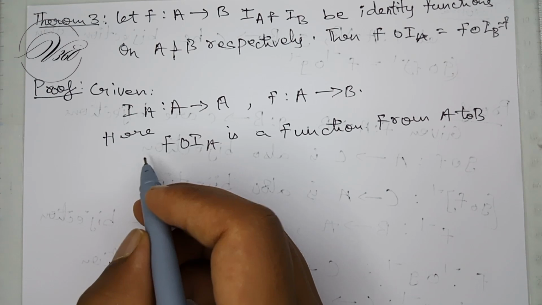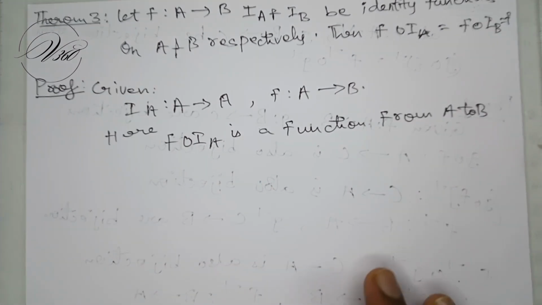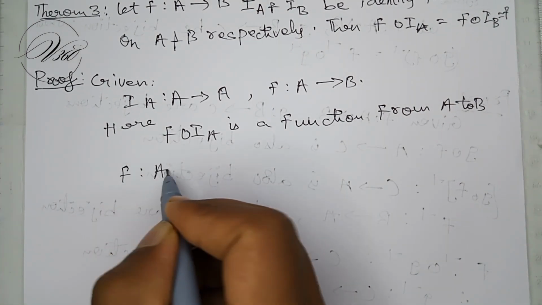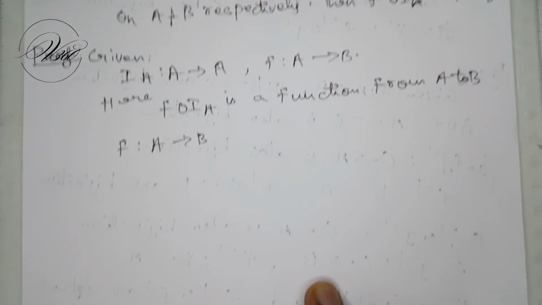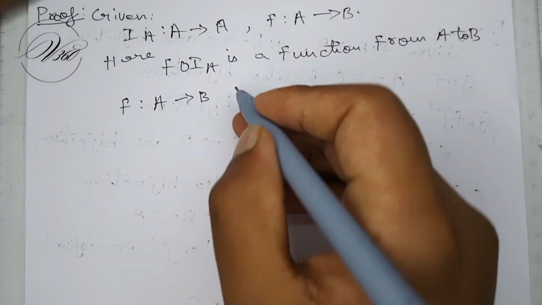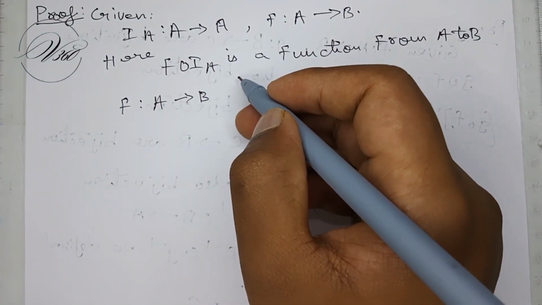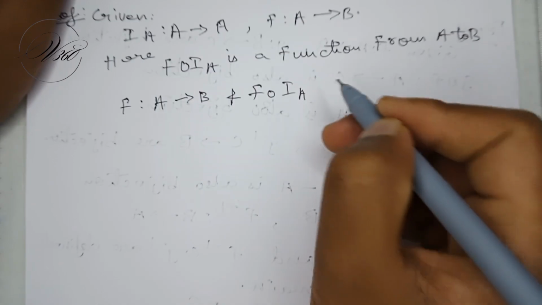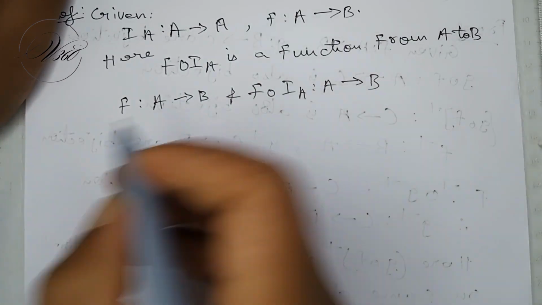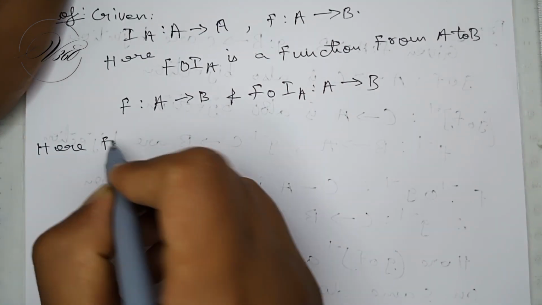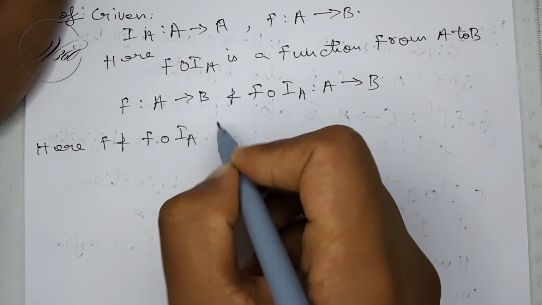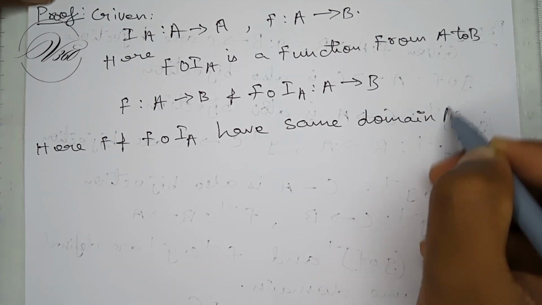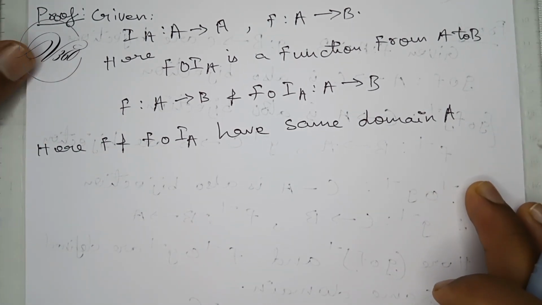Okay. Now here FOIA is a function from A to B. Alright. Now F maps A to B, no. Now what does FOIA map? It is nothing but A to B only. Here F and FOIA have the same domain, that is A. So here they are same.